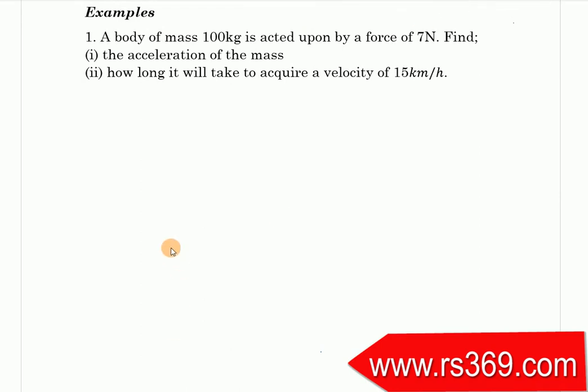Examples: a body of mass 100 kilograms is acted upon by a force of 7 newtons. Find the acceleration of the mass, and how long it will take to acquire a velocity of 15 kilometers per hour. This can be the analysis of the question. M is equal to 100 kilograms. Force, which we can call F, is 7 newtons.